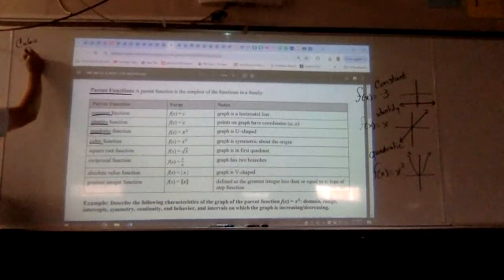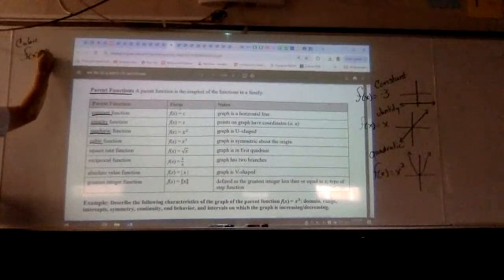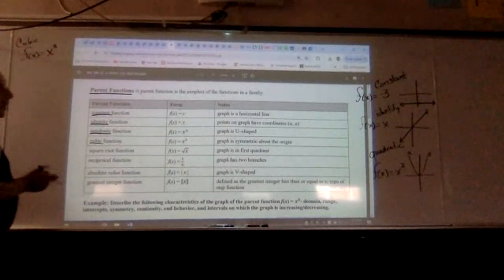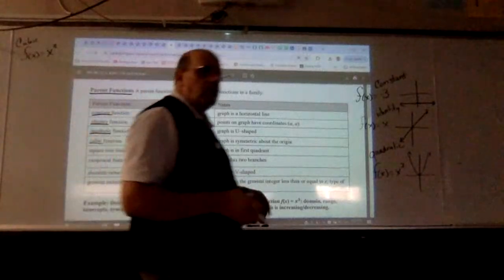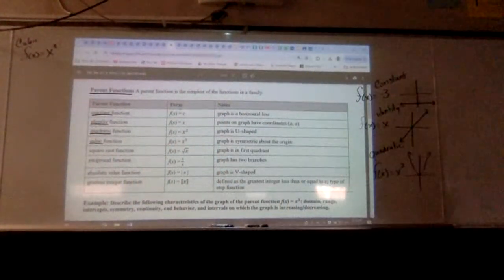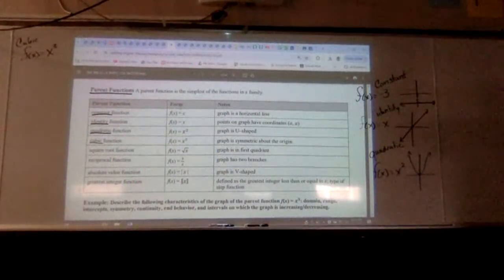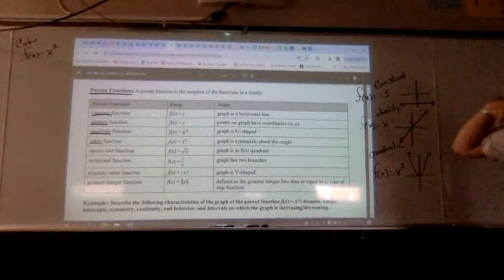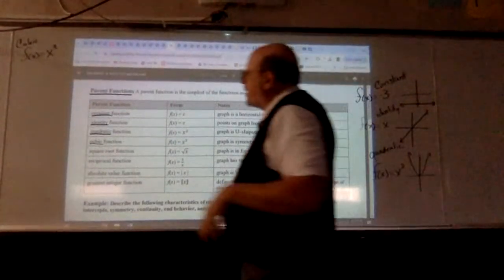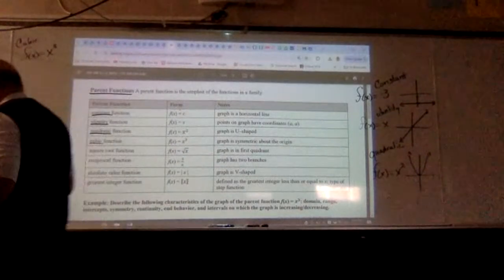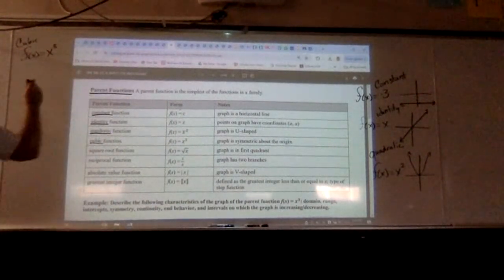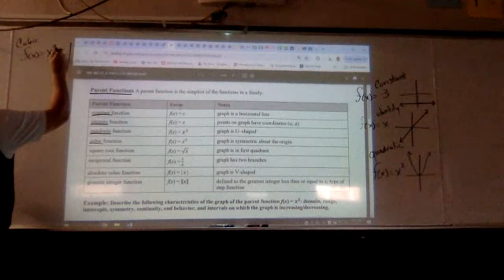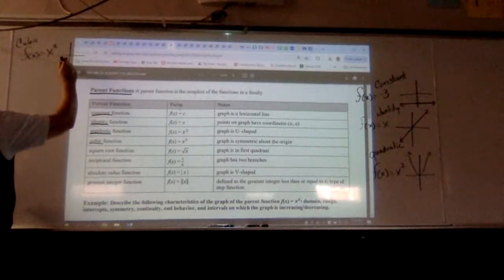f of x is x cubed. And I think we've talked about this a little bit, right? Do we talk about odd and even functions yet? I think it was briefly. Now we're really going to talk about odd and even functions. So a cubic function on the graph looks like this.